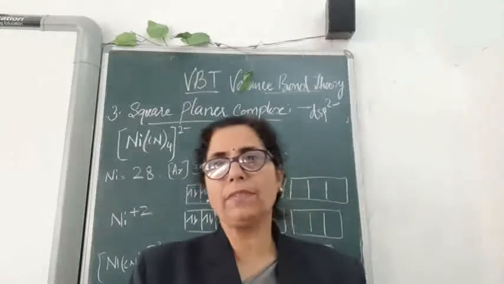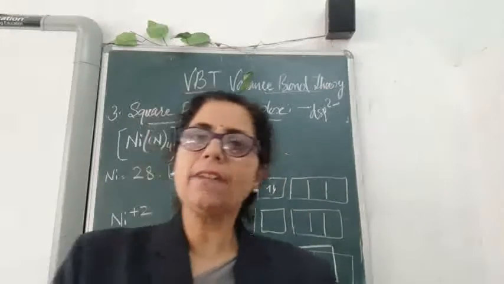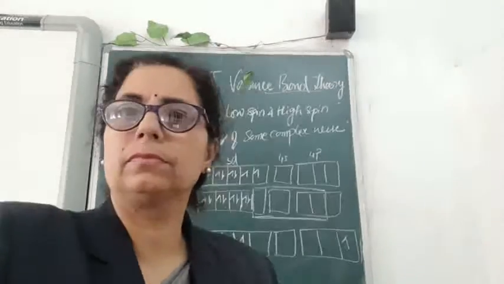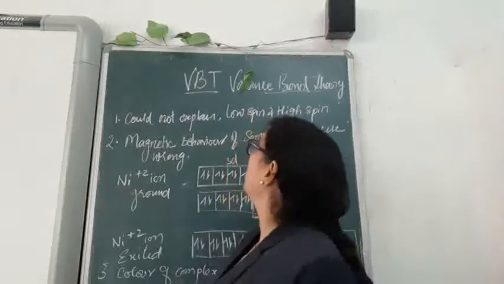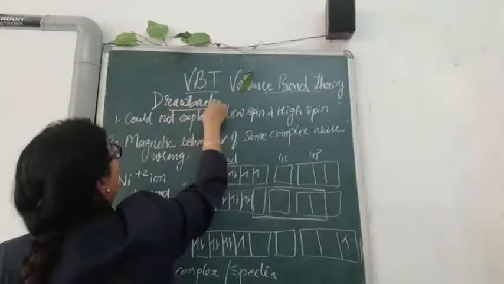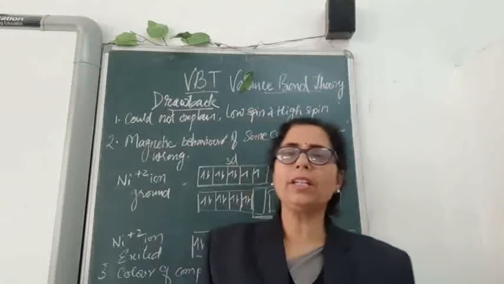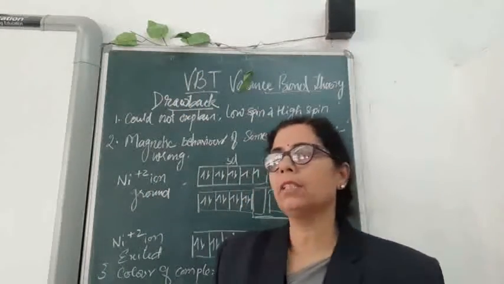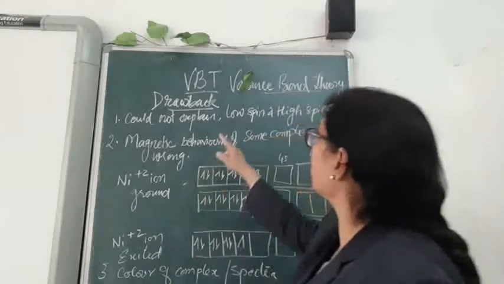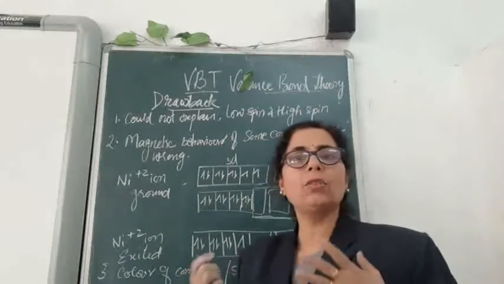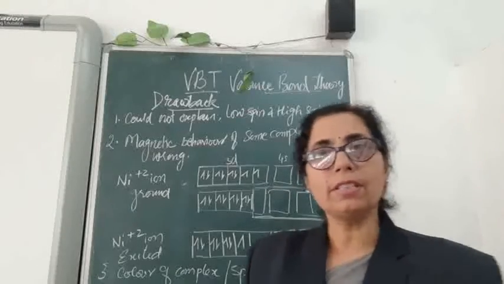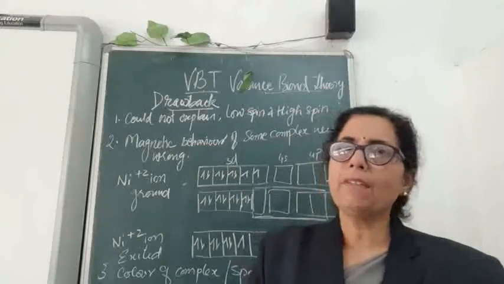There are some drawbacks of valence bond theory which we will discuss, and after that I will explain the more pronounced theory, that is crystal field theory. Yes children, now we will talk about the drawbacks of valence bond theory. In spite of doing a lot of good work on these coordination compounds, some drawbacks were present in valence bond theory. The first drawback was that it could not explain the concept of low spin and high spin complexes. This concept was not at all clear by valence bond theory.